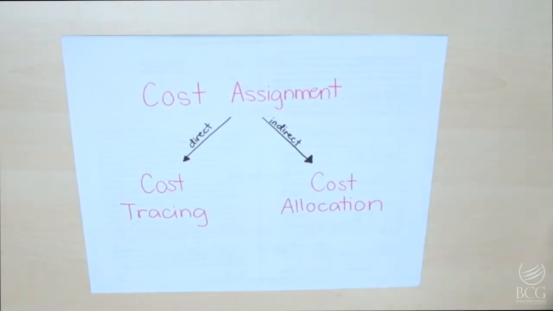So when it comes to cost assignment, there are two types, which are cost tracing and cost allocation. If you are assigning direct costs to a cost object, then it's called cost tracing because you can directly trace the cost to the object. If it is an indirect cost that is being assigned to a cost object, then it's called cost allocation. Since you couldn't trace it directly, then these costs are allocated.